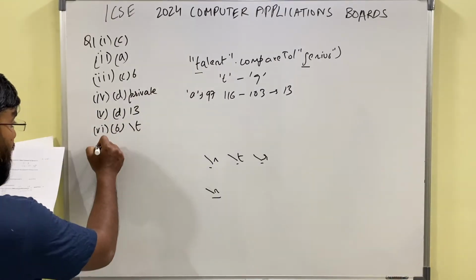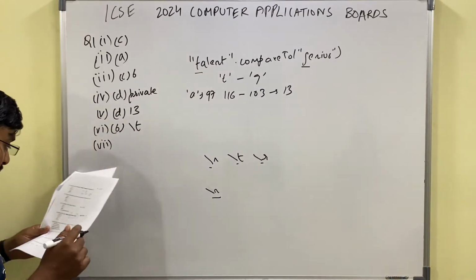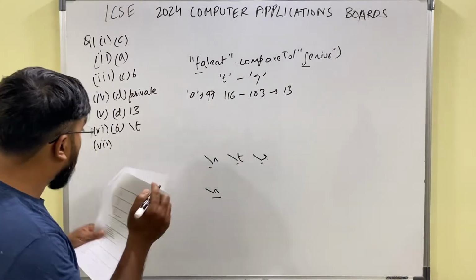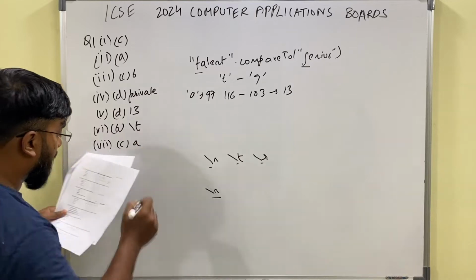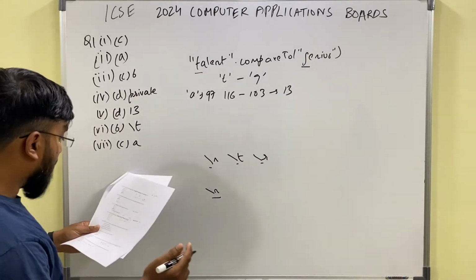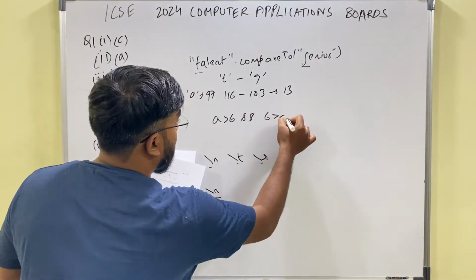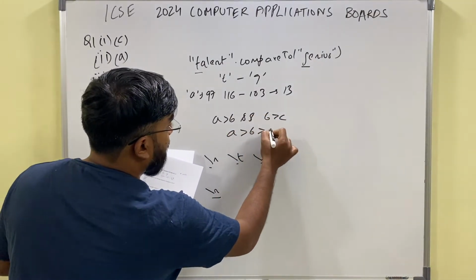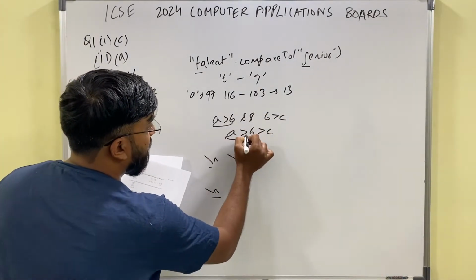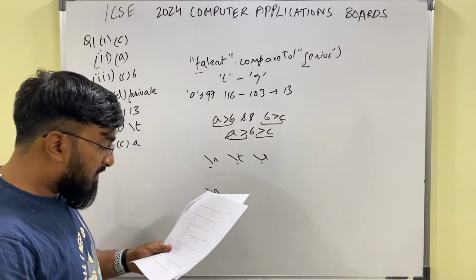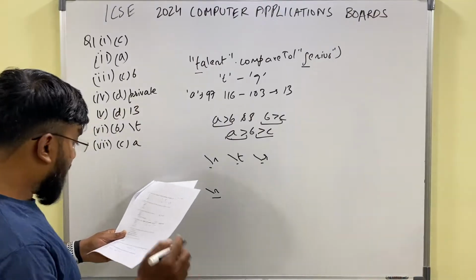Okay. Then we move on to part 7. So part 7: if a greater than b and b greater than c, then the largest number is a. Okay. A is greater than b, b is greater than c. So if a is greater than b and b is greater than c, then a is greater than b greater than c. Okay. This condition is this. So a is the largest of all. Okay. And this is a standard check. Okay. Then we have part 8.